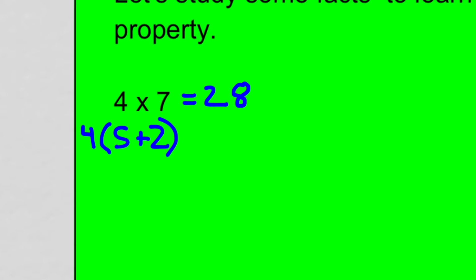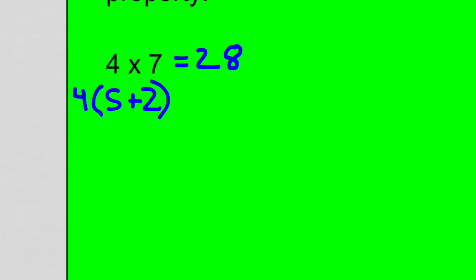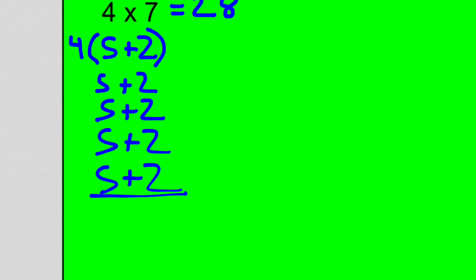And I'm going to use parentheses to represent times. Now, just to show you the meaning, this means 4 groups of 5 plus 2. So I could do 5 plus 2, 5 plus 2, 5 plus 2, 5 plus 2, 4 times, and add those up. I get 4 groups of 5 is 20, and 4 groups of 2 is 8, and that's equal to 28.